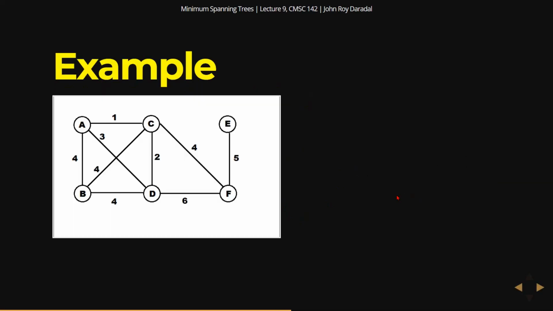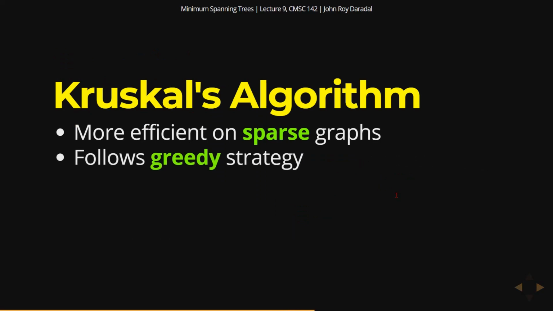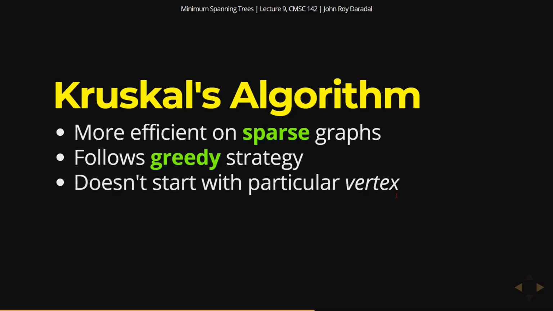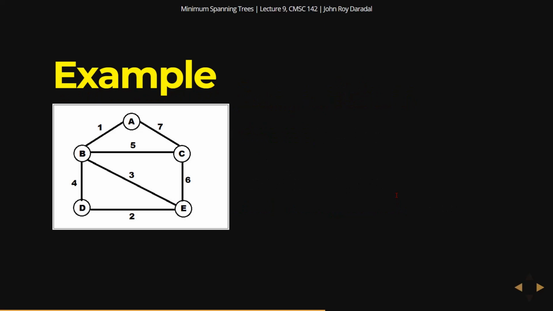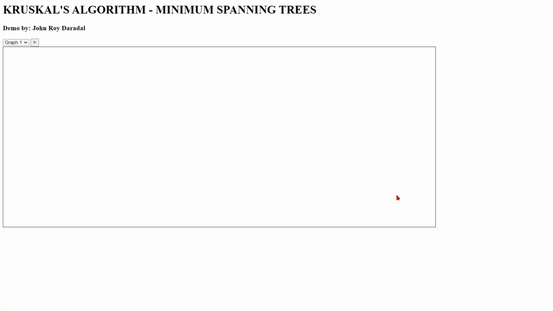And then for Kruskal's, going back to Kruskal's, it is also a greedy algorithm, so it also picks the min weight edge, but this time it follows a different pattern. Okay, so it doesn't start with a particular vertex, unlike Prim's. So what it does is it would start with all vertices as their individual connected components, and then it would merge them together while eventually forming the MST. Okay, so what do I mean by this? So it's best shown with an example first again, so that you would know how it works.